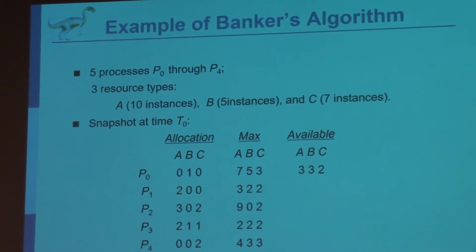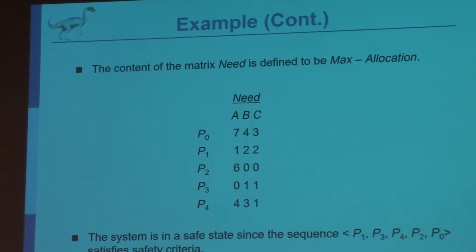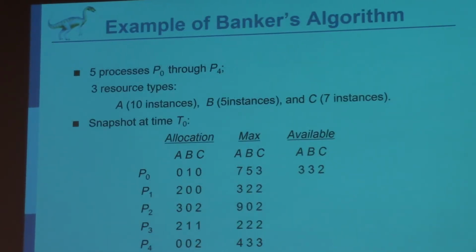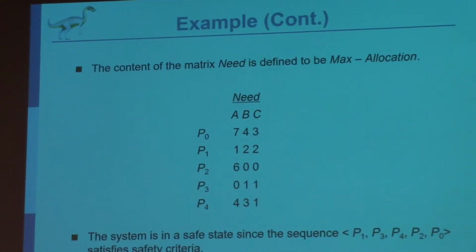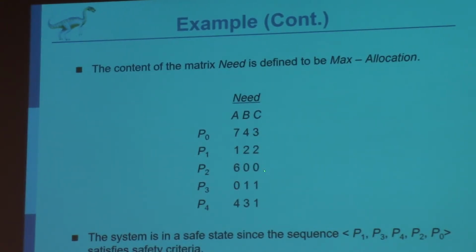P1 is done. Then check which one will be available. P3 is definitely possible, and P4 is possible, and P2 is not yet. P0 is not yet. So either P3 or P4. So we can go next with P3. Once P3 is done, 2, 1, 1 will be returned. So 7, 4, 3. In case of 7, 4, 3, P0, P2, and P4 are all possible, anything can be possible.